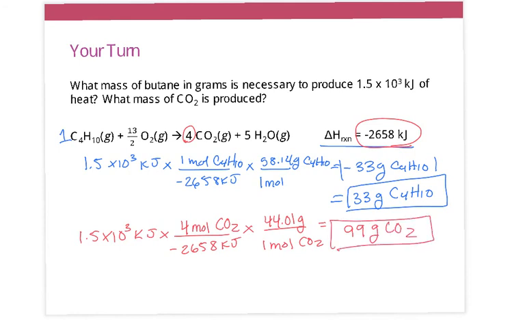So you see you can go back and forth using the conversion factors, using your balanced chemical equation. No matter what you are given, start with what you're given and use dimensional analysis to get your answer.